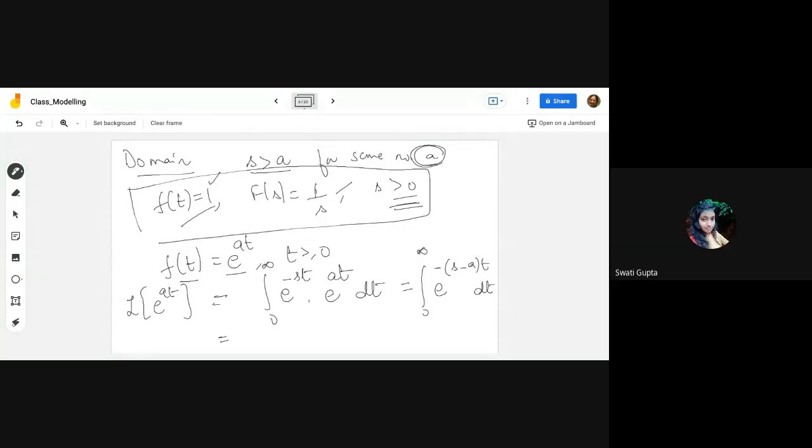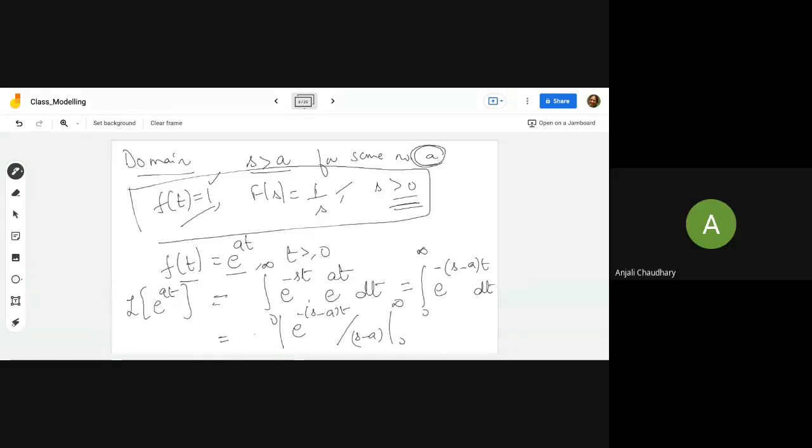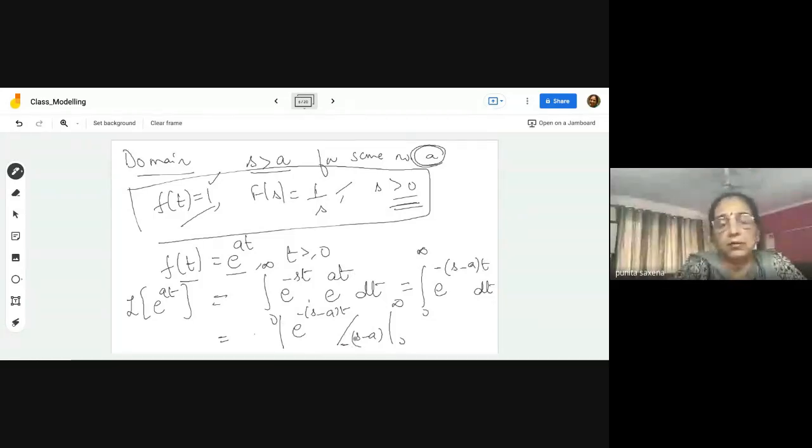E to the power minus (s minus a) t by minus of (s minus a), e to the power this upon s minus a, but then you have to take the limits from 0 to infinity. Ma'am, a minus sign will also come. Yes, ma'am, minus here. Okay. Now, when you take the limits, what limit do you get?